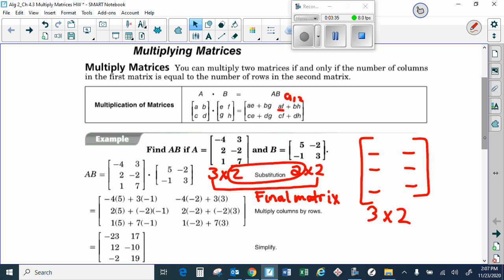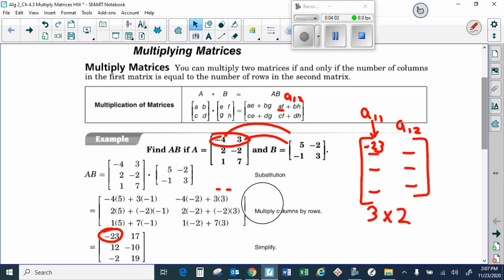So again, this is spot 1, 1. It says to take the first row and multiply by the first column. Put those together. So I have negative 20 and a negative 3, negative 23. And there you see that right there. This spot right here is row 1, column 2. So I take row 1 and put it together with column 2 of the second one. Negative 4 times negative 2 is 8, plus 9 is 17. And that's why you see 17 there.